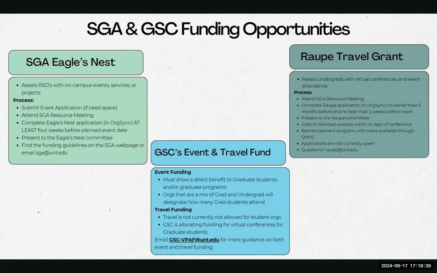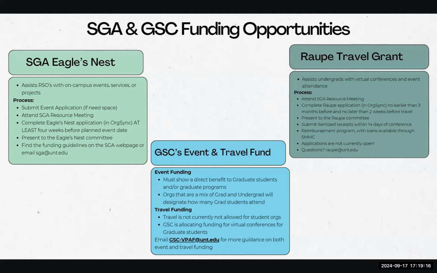So I'm going to wrap up today with just talking about some of the fundraising opportunities that we have from SGA and our Graduate Student Council. SGA is our Student Government Association here, as well as our Graduate Student Council. SGA has Eagles Nest, which assists registered student orgs with on-campus events, services, or projects. And the process is listed below. You'll submit a form. You'll also have to go to an SGA resource meeting, and you'll submit an event application first on OrgSync. Correct myself.